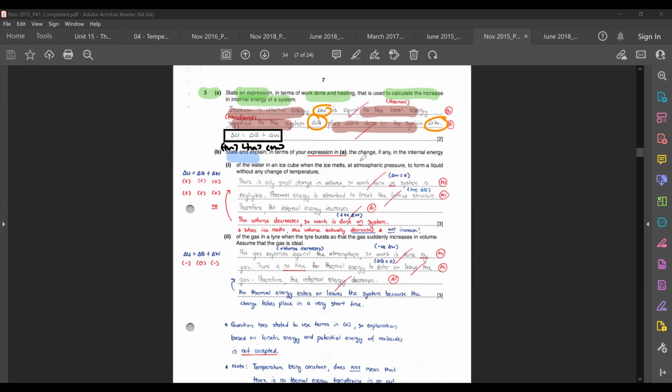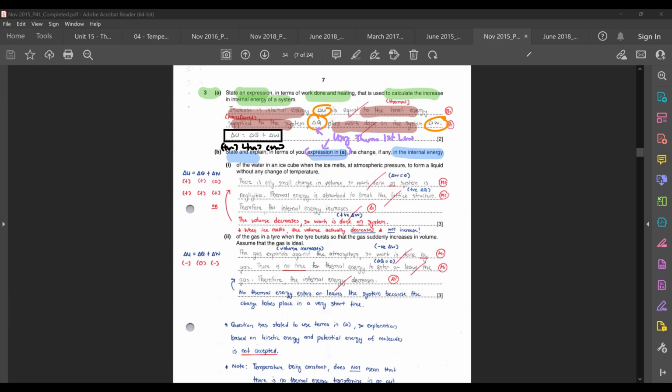Okay. Now, if you move on to part B, state and explain in terms of your expressions in A, the change, if any, in the internal energy. Now, when they say state and explain in terms of expression in A, this one is asking you to explain using thermodynamic first law. The question has already told you to explain using thermo first law. Expression in A was thermodynamic first law, isn't it?